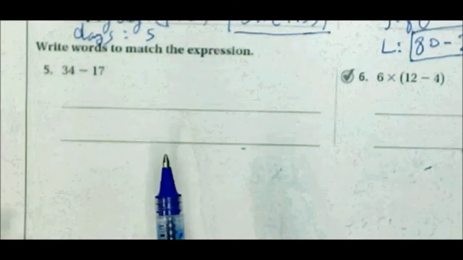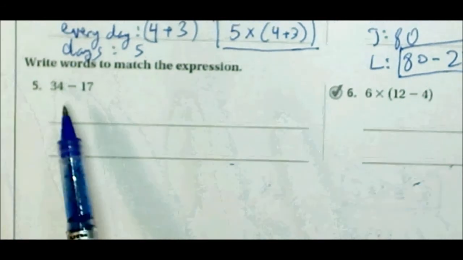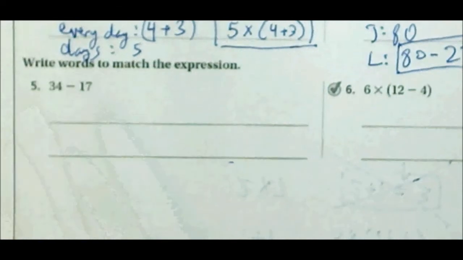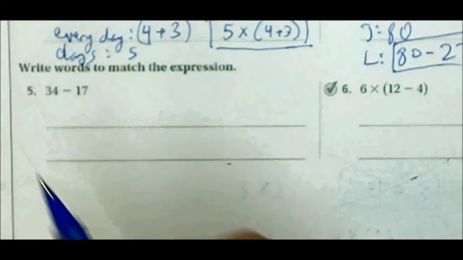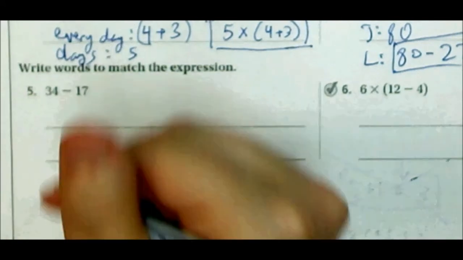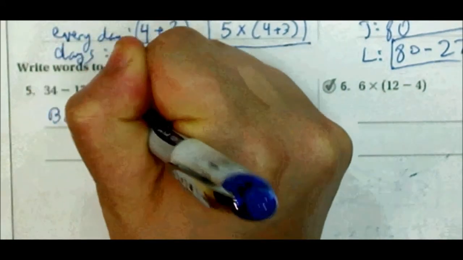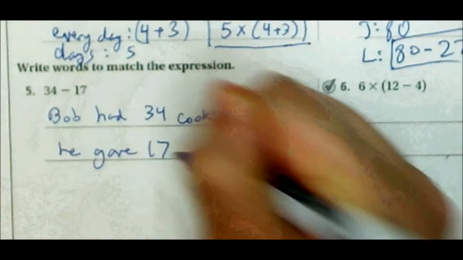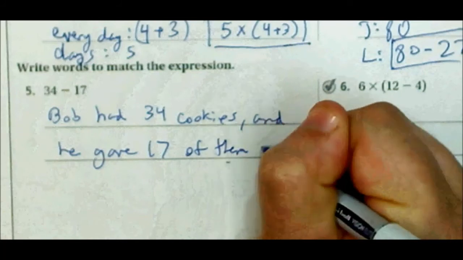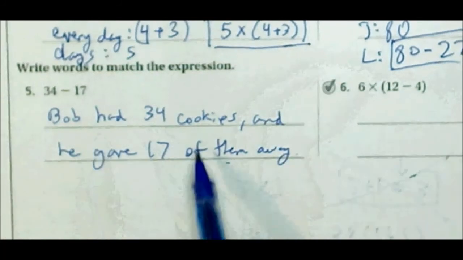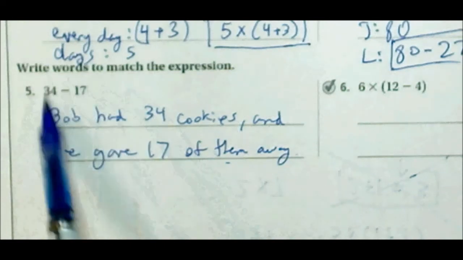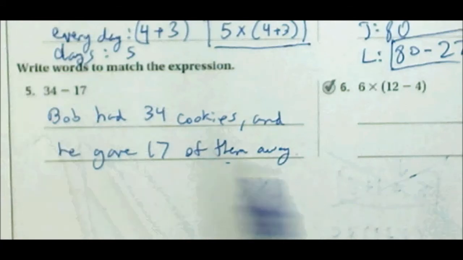Okay, now here's the fun one that we did in class. This is an expression that we need to come up with a story that fits this. 34 minus 17. So what I'm going to do is say, Bob had 34 cookies and he gave 17 of them away. Okay? This story fits this expression. 34 cookies, gave away 17. So if I were to evaluate this, that would tell me how many cookies Bob has left.